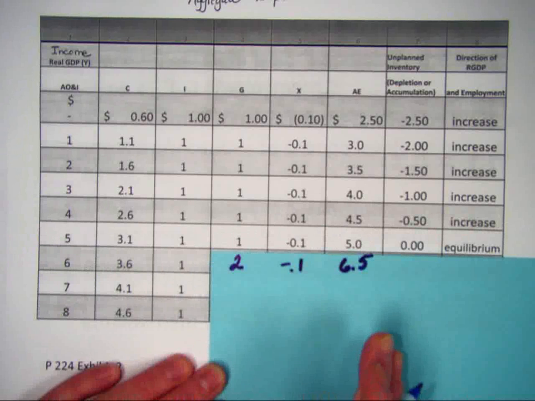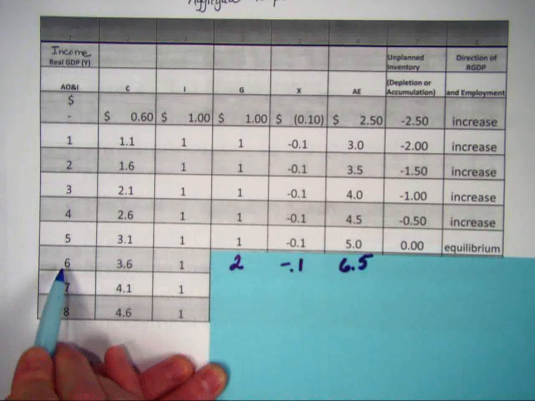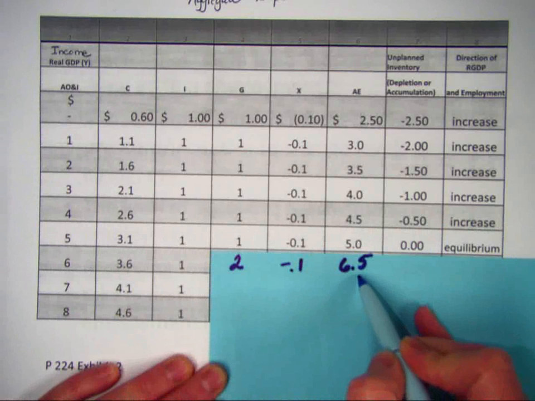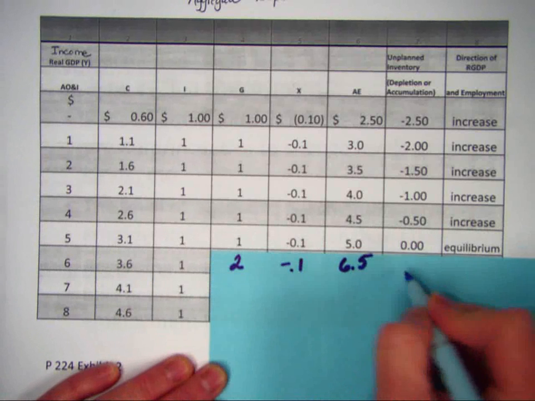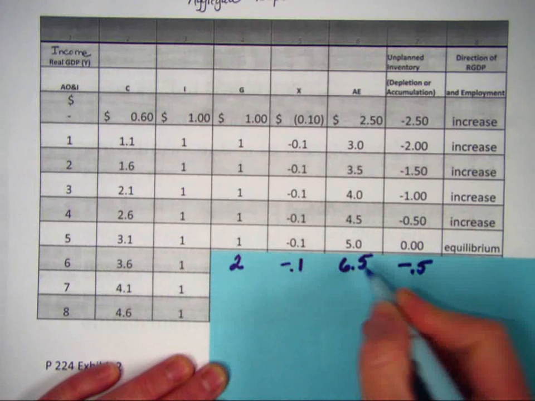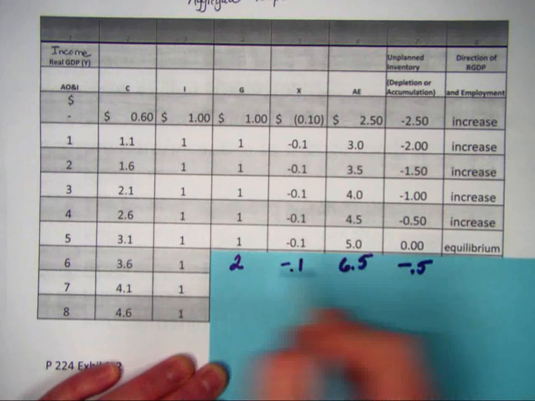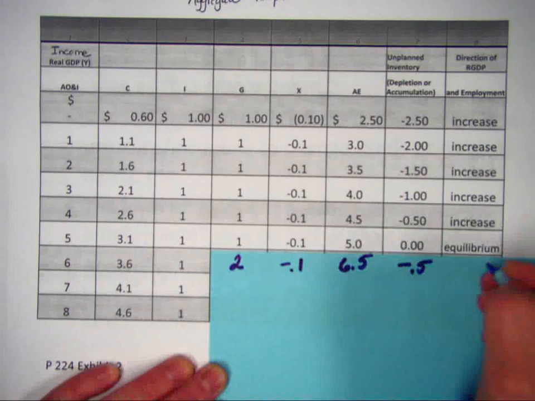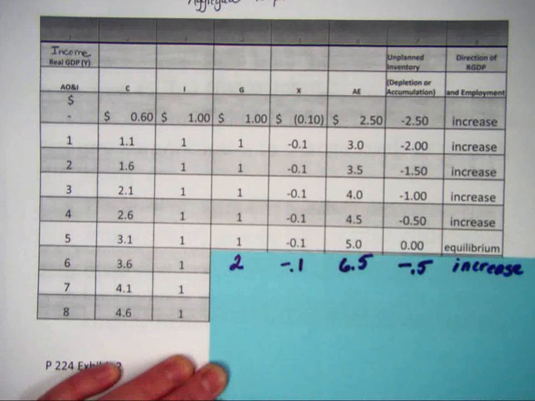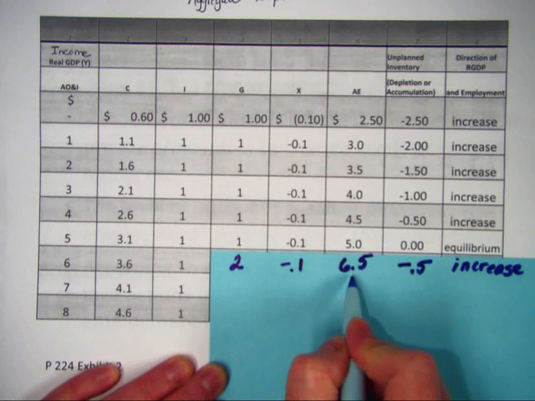Now take a look at what's going on here. Output is 6. 6 units are being produced. 6.5 are being demanded. So what's happening here? Inventory is being depleted again. And when aggregate expenditures is greater than total output, there's an incentive to hire more people. So we are going to see employment increase. We're going to see orders for raw material increase. We're going to see greater output because the demand for goods and services has increased.